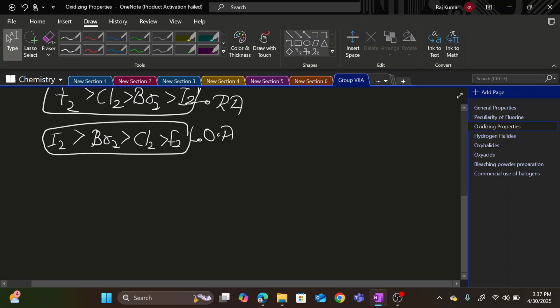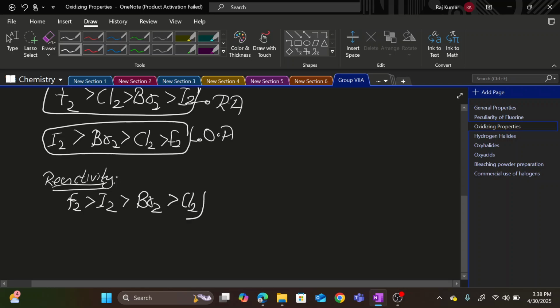And another important thing when it comes to reactivity: fluorine is the most reactive, after which iodine is the second most reactive, bromine third, and fourth chlorine. That's it.